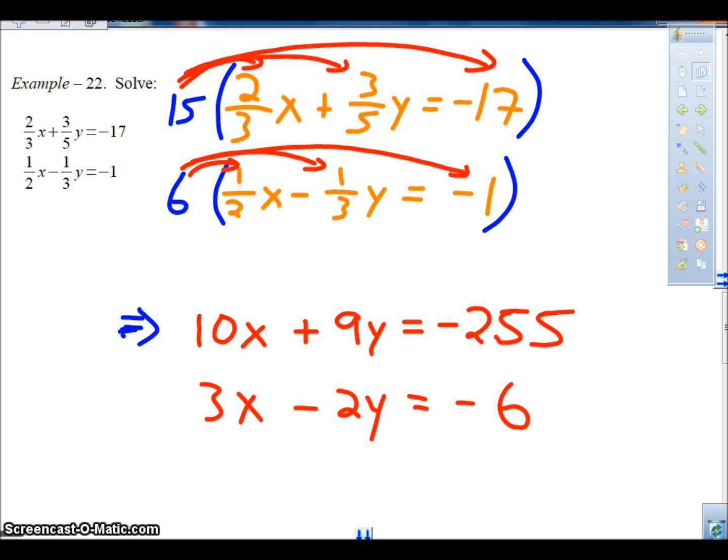So now we have our system of equations without any fractions. So this is very similar to the problems that we were looking at earlier. Next, we have to decide which variable we want to eliminate. And neither one of them are looking very promising.